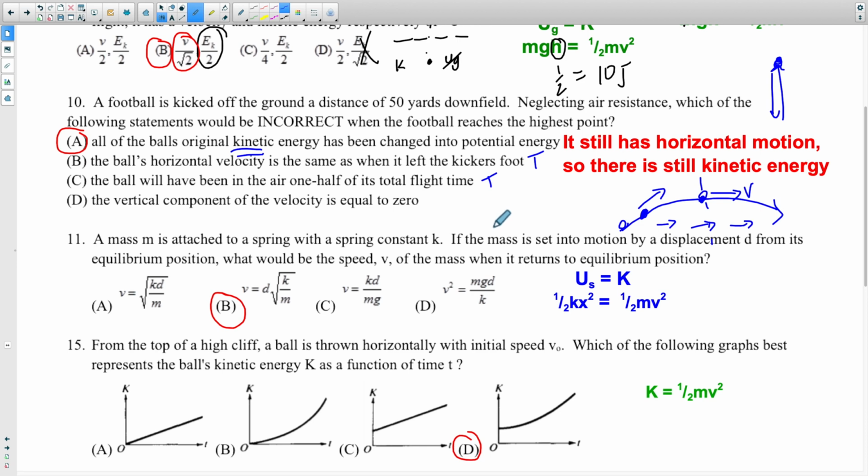The vertical component of the velocity is equal to 0. The vertical component of velocity, that's true. But the total velocity is not 0. So number 10 is A.